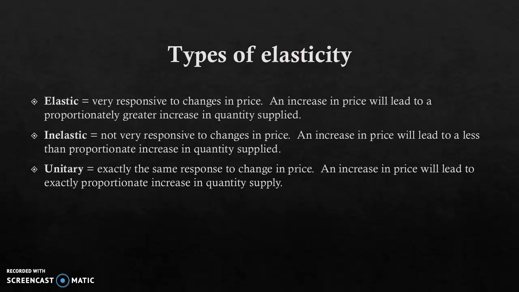There are three types. I'm not sure that's quite the word for it, but let's go with that. We've got three terms here for you to remember, and the good news is when you do demand, it's the same thing, you just drop the supply bit. So elastic means very responsive. If the price was to increase even just a little bit, you could have a massive increase in quantity supplied. Massive would be really elastic. If it's just a little bit elastic, it might be just a little bit more.